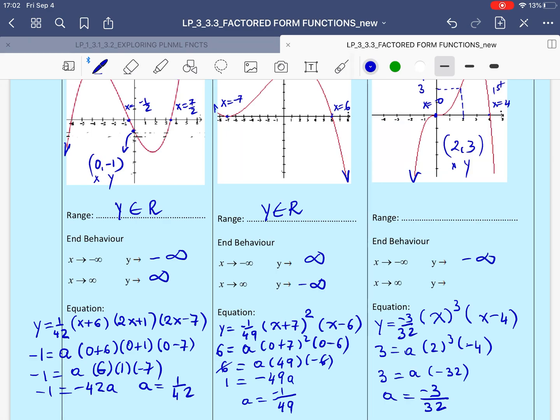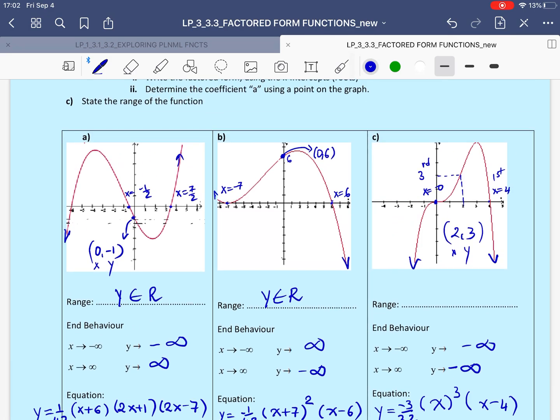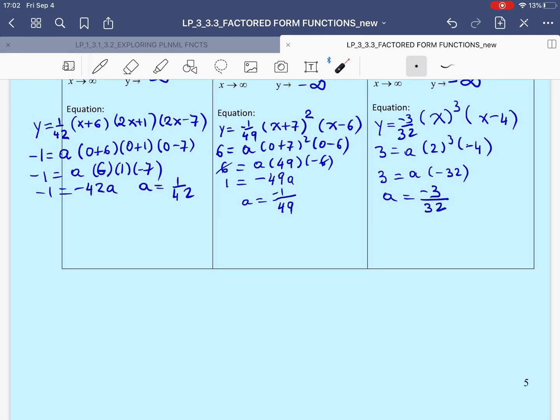As x approaches negative infinity, y is approaching negative infinity. As x approaches positive infinity, y goes towards negative infinity. The range of this function here, 1, 2, 3 and a half, is y any real number, but y has to be less than or equal to 3.5. Remember that in odd degree functions, like the first two examples here, there are no limitations in the range, but in even degree functions we always have a highest point or a lowest point, which limits the range.